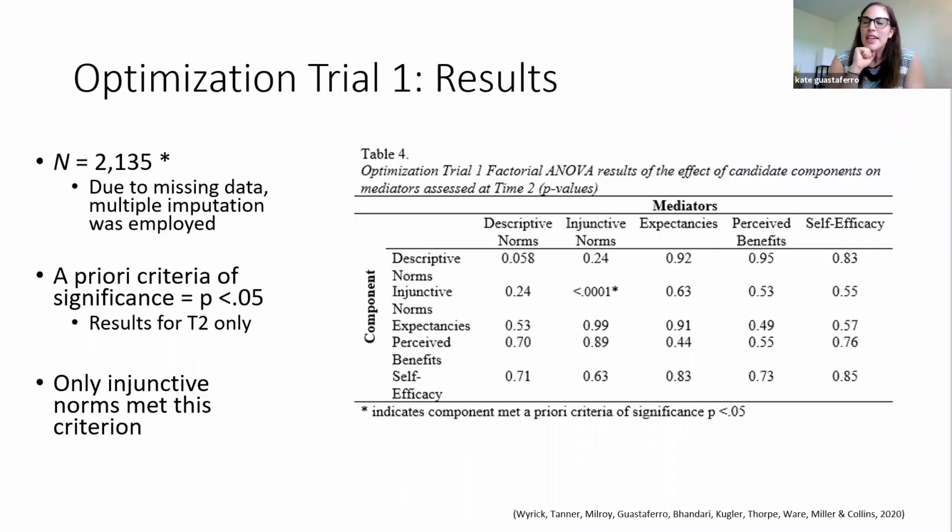So our optimization trial 1 results, we had over 2,000 students do the baseline. However, then due to missing data, we had to use multiple imputation to analyze our final data set. We specified that for a component to be included, it needed to have a p less than 0.05. And only the injunctive norms component met this criterion in the first optimization trial.